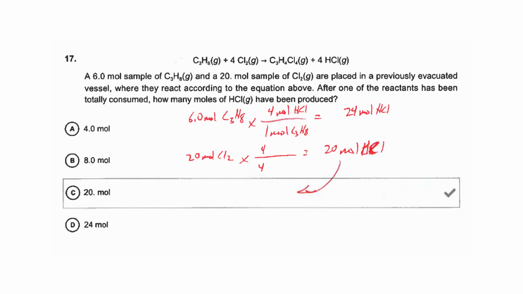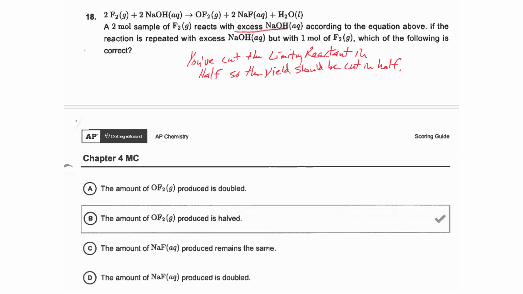17, this is a limiting excess problem. You take both of your givens, take the mole ratios, figure out which one would produce less, and the second reaction produces 20 moles of hydrochloric acid, so that's what we go with.